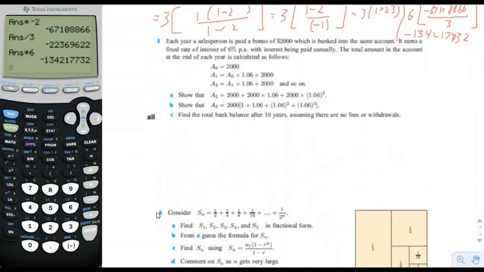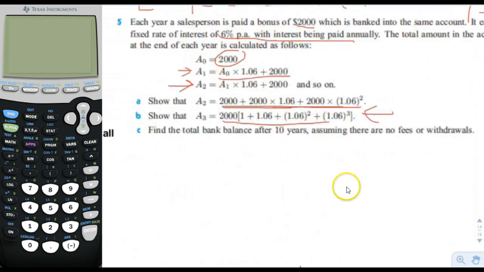Number 5. Each year, a salesperson is paid a bonus of $2,000, which is banked into the same account. It earns a fixed rate of interest, 6% per annum, with interest being paid annually. The total amount in the account at the end of the year is calculated as follows. Okay, so at the very beginning, he has $2,000, which he earned that year. And then after 1 year, he has an additional $2,000, plus he has the original amount times 1.06 because he earned 6% interest on top of what he had.